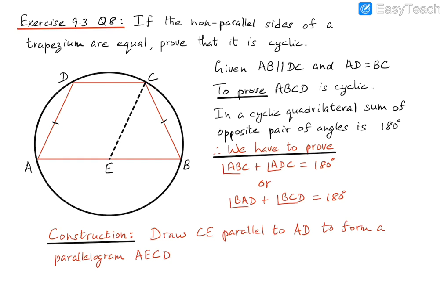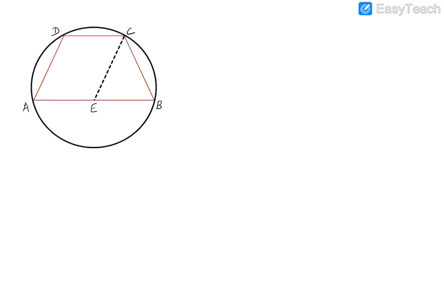Okay, so with this construction now, we can use the properties of the parallelogram and some other properties that we have studied in previous chapters from lines and angles, and go on to prove that a pair of opposite angles has a sum of 180 degrees. Okay, so let's move further. The first observation we have is that AECD is a parallelogram.